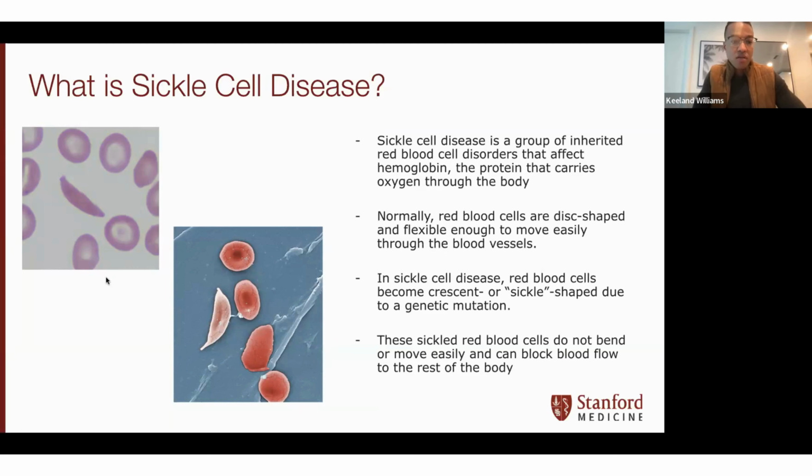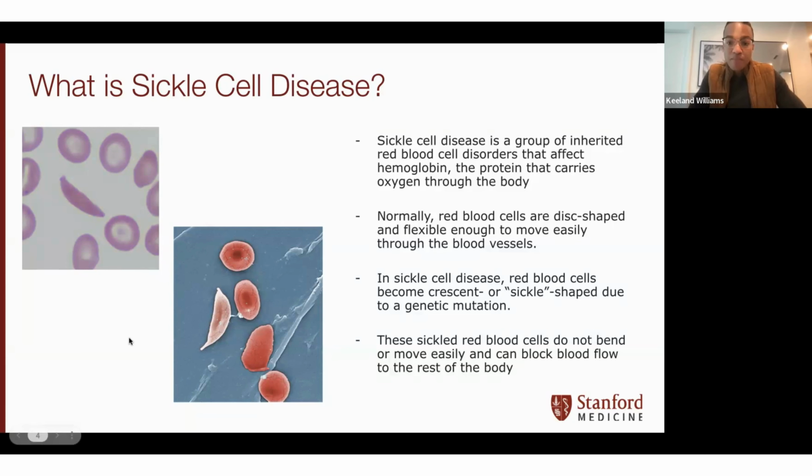Sickle cell disease is a group of inherited red blood cell disorders that affect hemoglobin. And hemoglobin is a protein that carries oxygen throughout the entire human body. Normally, red blood cells are disc-shaped and flexible, as you can see here. And they can move through the body, through the blood vessels, with ease and not get clumped or caught up.